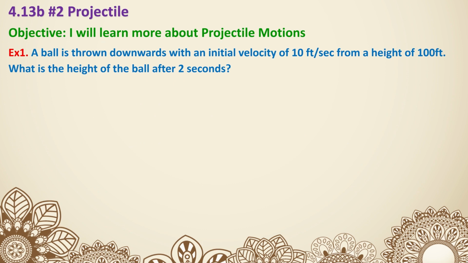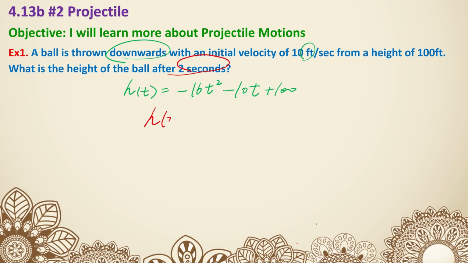Example 1. A ball is thrown downward with an initial velocity of 10 feet per second from a height of 100 feet. What is the height of the ball after 2 seconds? So let's set it up. Not f of t, actually h of t, equals negative, it's still going to be projectile, so it's still going to be negative. In this case, it's feet per second, so it's negative 16t squared. Initial velocity is 10 feet per second, but it's downward, so it's going to be minus 10t, and the height is plus 100. And it's asking you to find after 2 seconds. So we're going to plug in 2.